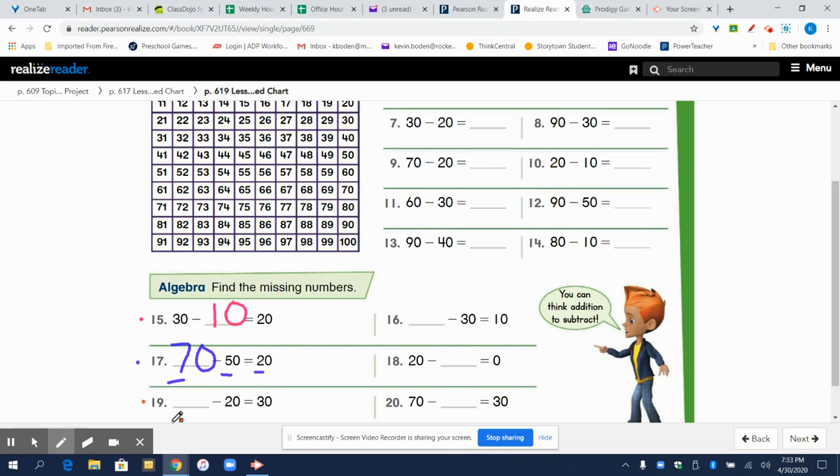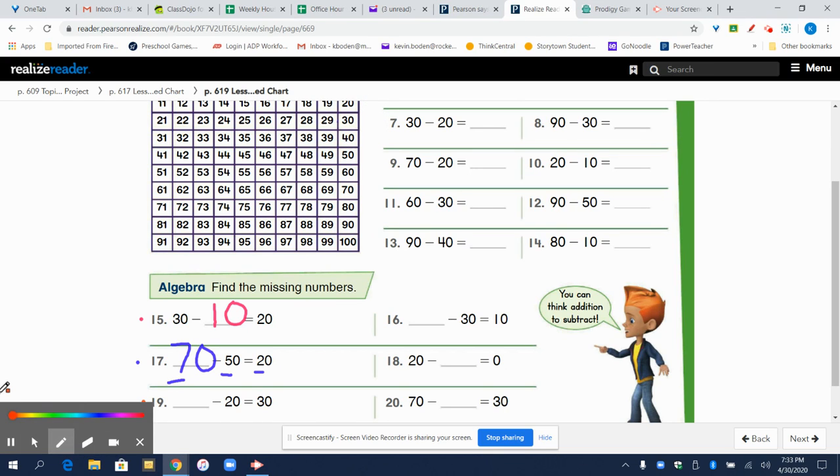All right, I'll do it. 40. So 40 take away 20. Let's see, 40 take away 10, 20. Oh, so close. That equals 20. So that was not right. We're very close though. We stopped at 20, but we need to stop at 30.